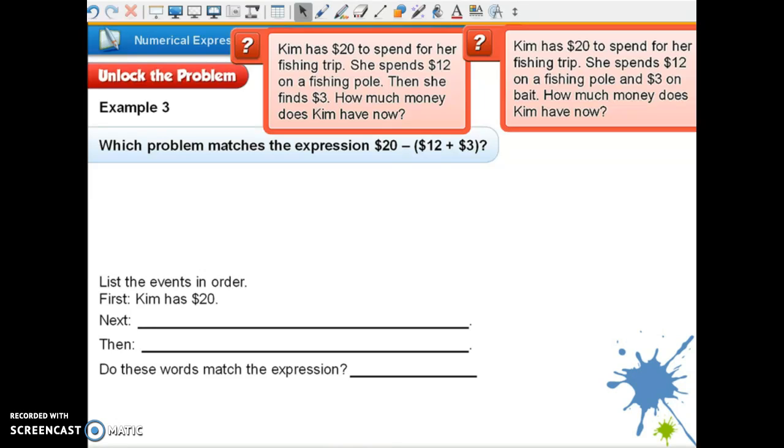Okay, on mine in example 3, it says which expression matches the problem: 20 minus, parentheses, 12 plus 3, $12 plus $3. So which one of those at the top? Kim has $20 to spend for her fishing trip. She spends $12 on a fishing pole. Then she finds $3. How much money does Kim have now? Or Kim has $20 to spend for her fishing trip. She spends $12 on a fishing pole and $3 on bait. How much money does Kim have now? So which one matches that expression? The one where she spends $12 on a fishing pole and then finds $3? Or the one where she spends 12 and she spends 3?